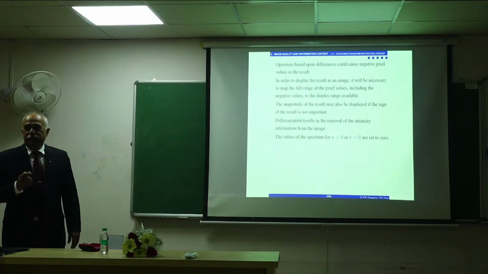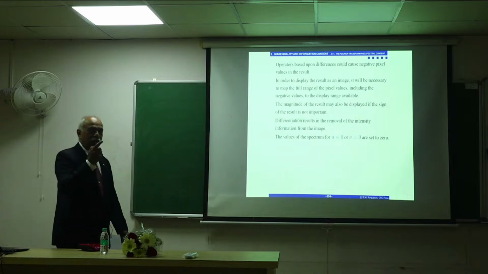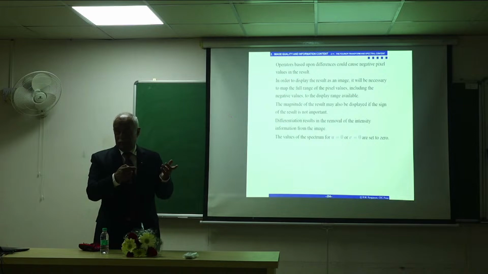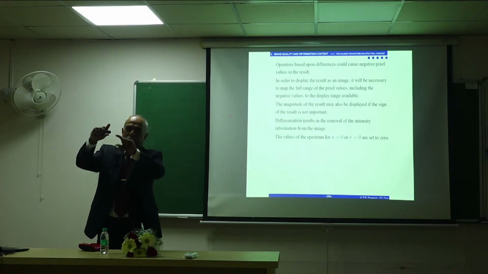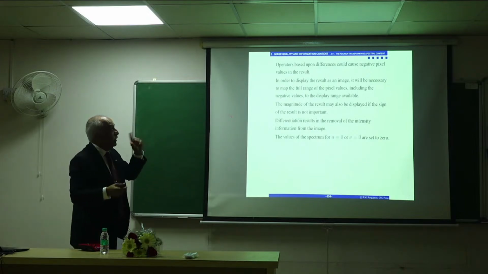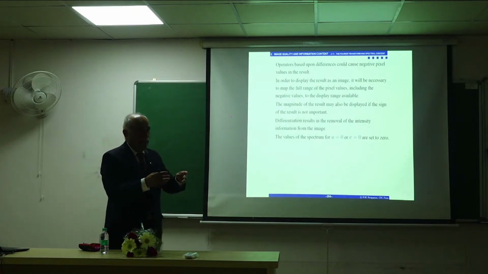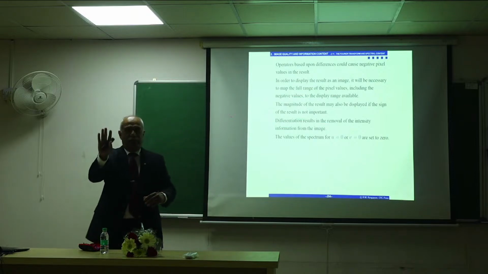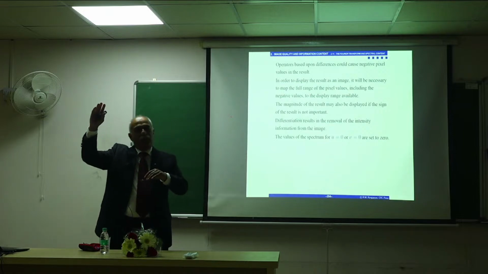When you take differences, there could be negative values. So the question is, you want to display the result, how do you display negative values? You may take the absolute value, but then you won't be able to differentiate between an increase of this step or a decrease of that step. Both will come out the same way. So you may want to shift the whole thing. Find the minimum and maximum, and transform linearly to 0 to 255. So there will be an average gray level for 0. Negative values will be dark, positive values will be bright.